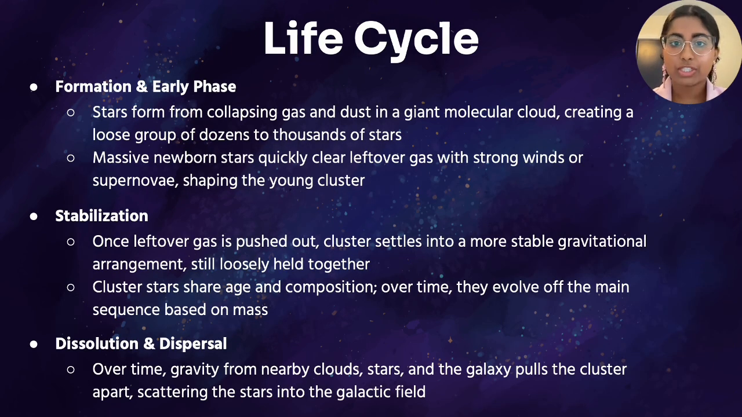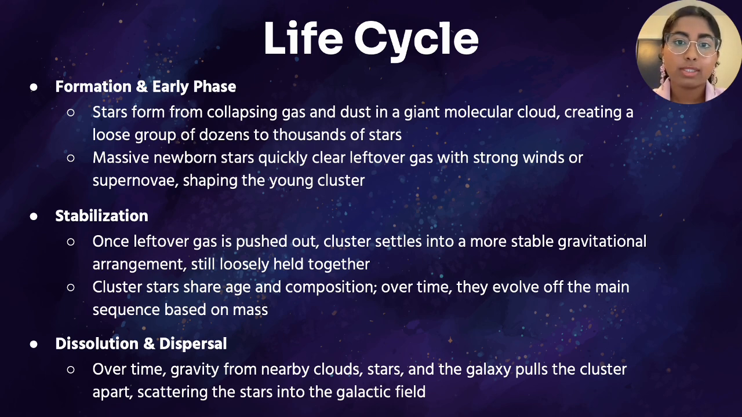So how do open clusters actually form, and what happens to them over time? It all starts in a giant molecular cloud, a huge region of gas and dust. Parts of that cloud collapse under gravity. Stars are born, often in loose groups ranging from a few dozen to thousands. The massive stars have intense stellar winds, and that blows away any leftover gas, shaping what becomes the young cluster.